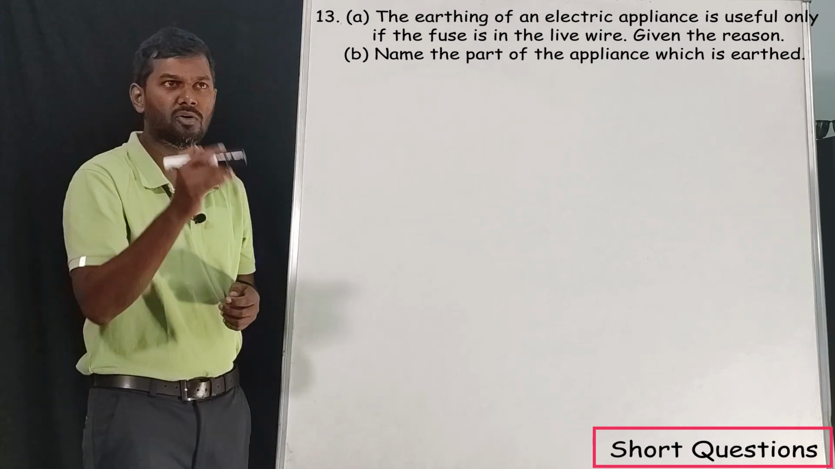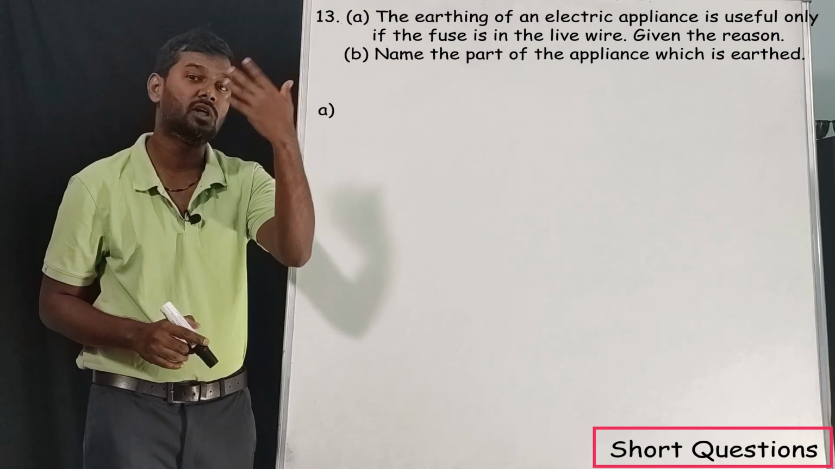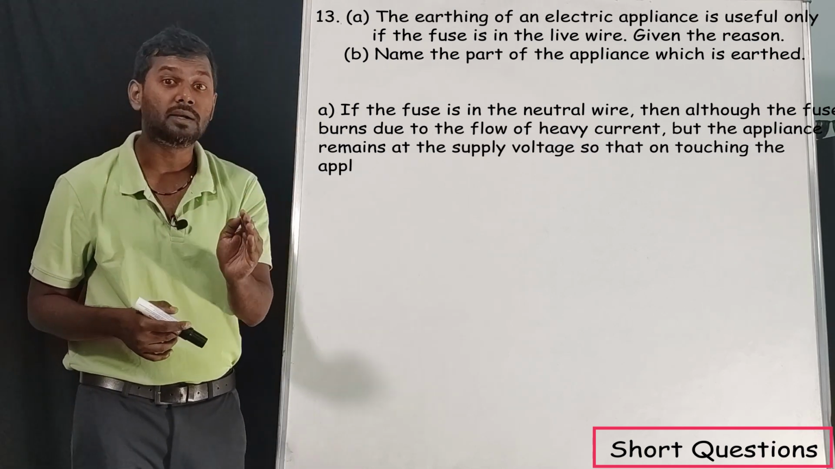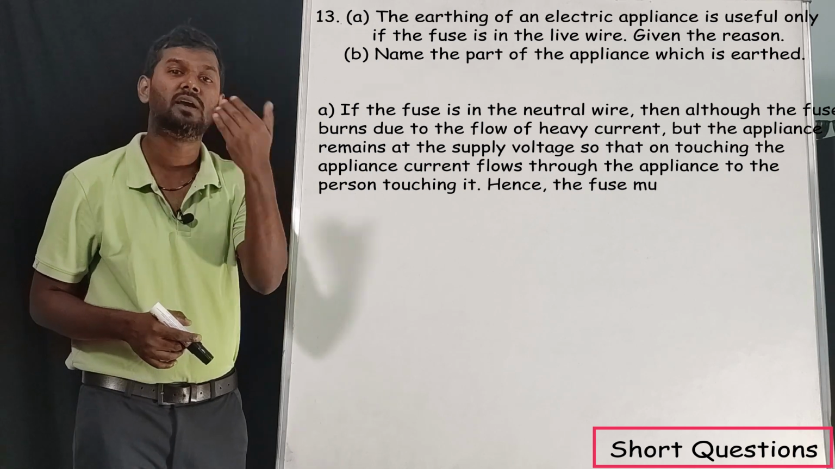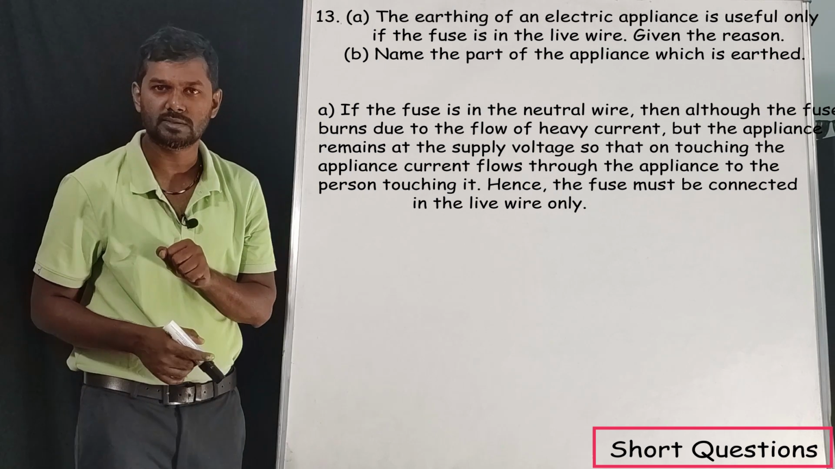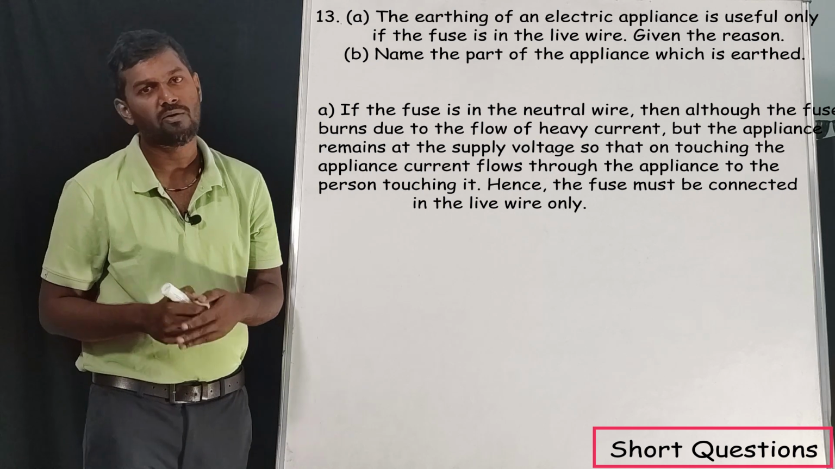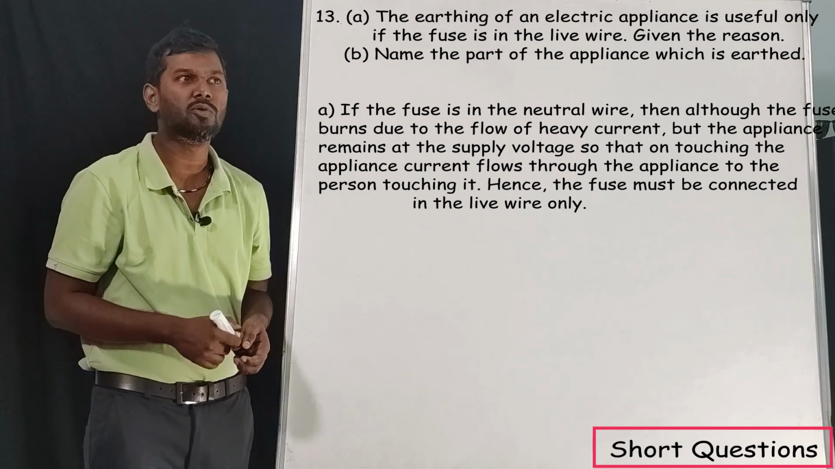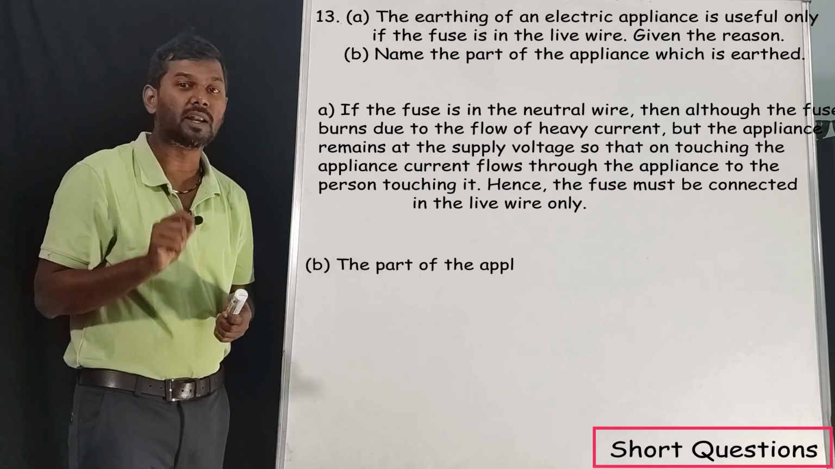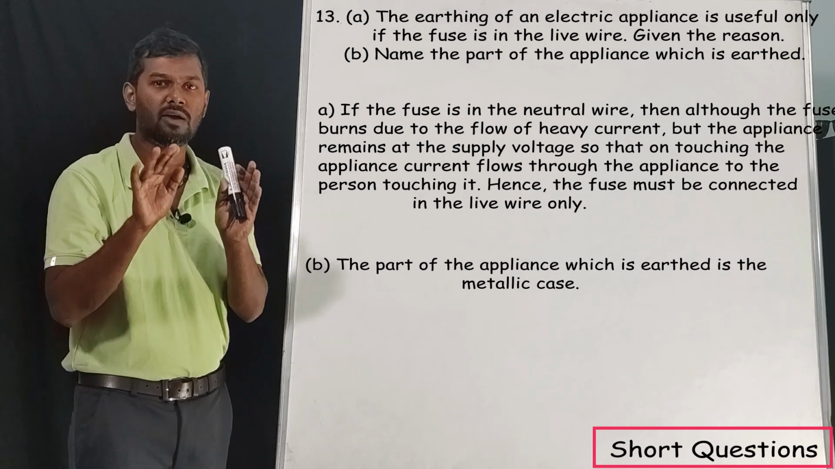Listen, if we connect the fuse to the neutral wire, what happens? When the high current flows, the fuse will melt, but the appliance will remain connected to the high voltage supply. So whenever the person touches the appliance, the current flows from the appliance to the person, and it will give a fatal shock. And we have one more sub question. Name the part of the appliance which is earthed. We know earthing will be connected to the metallic case of the appliance. These are the 2 questions they have asked.